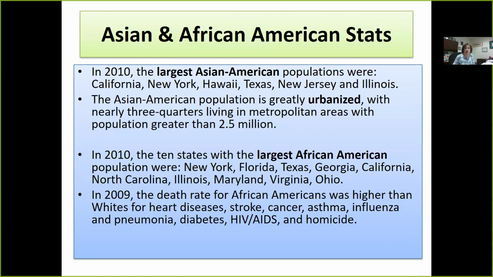And then looking at African American populations, you can see the top 10. And the death rate in 2009 for African Americans was higher than whites for a lot of the diseases that do affect our populations.